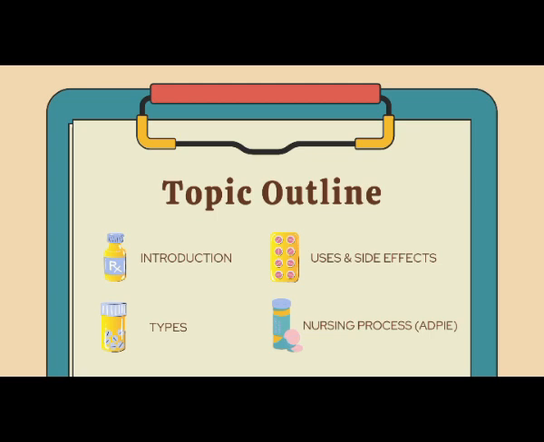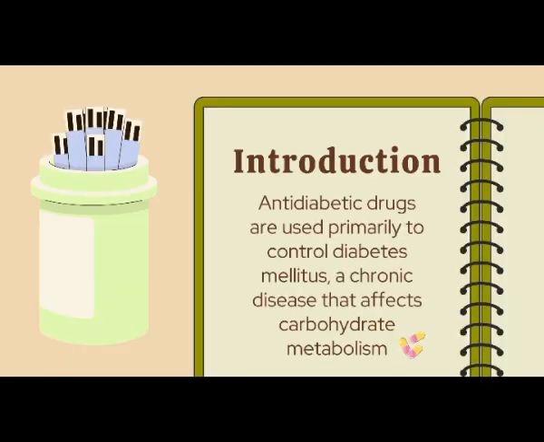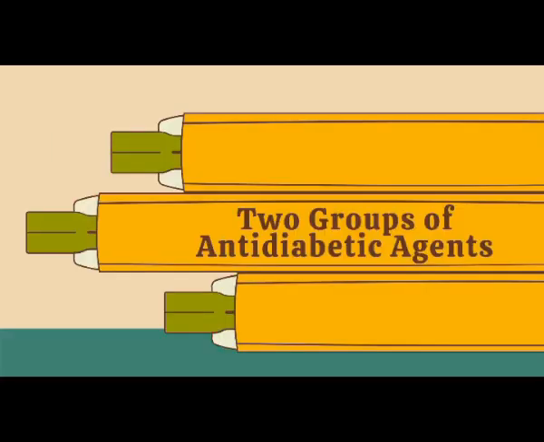In this presentation, I'll be introducing anti-diabetic drugs, different types of drugs, its uses and side effects, and the nursing process. Anti-diabetic drugs are used primarily to control diabetes mellitus, a chronic disease that affects carbohydrate metabolism. We have two groups of anti-diabetic agents, namely insulin and oral hypoglycemic.